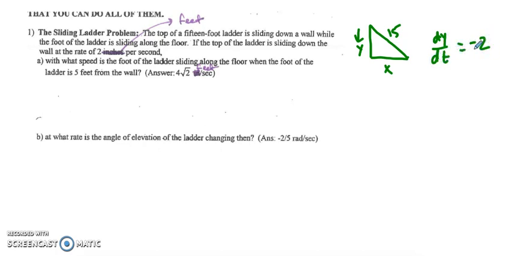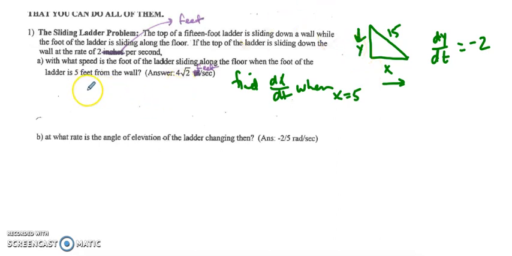So part A says, with what speed is the foot of the ladder sliding along the floor when the foot of the ladder is 5 feet from the wall? So basically the foot of the ladder has to be going away from the wall since the top of the ladder is going down the wall. And so they're asking us for dx/dt. So this is find dx/dt when x equals 5.